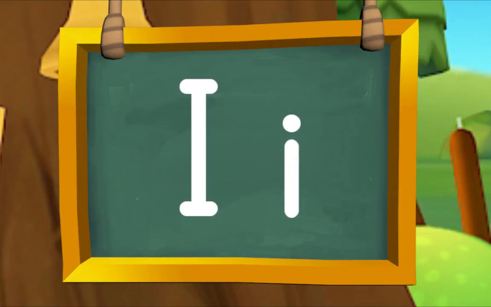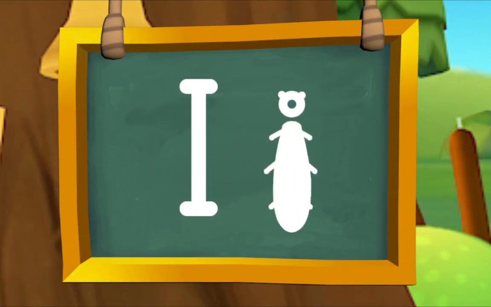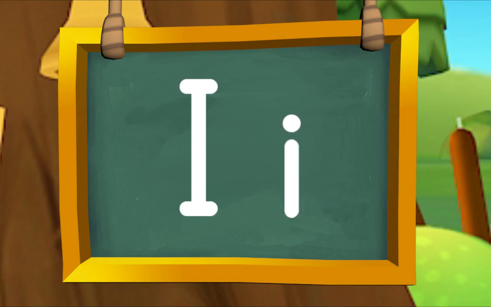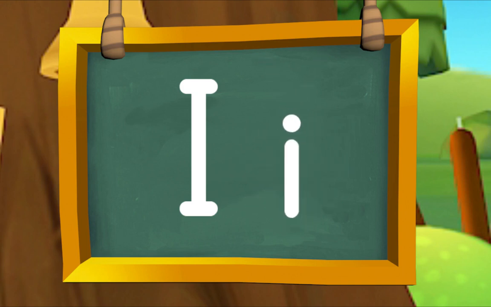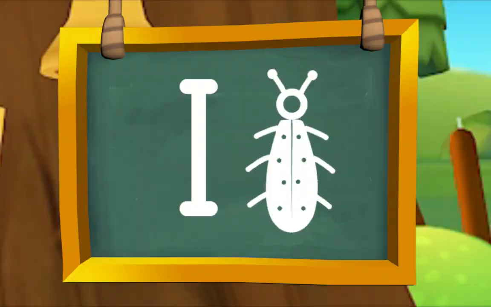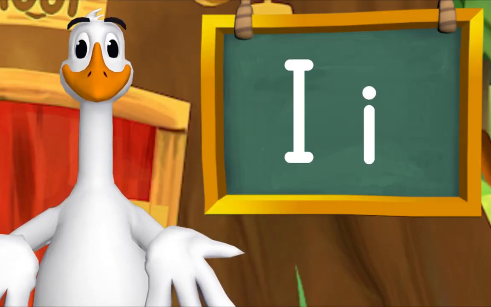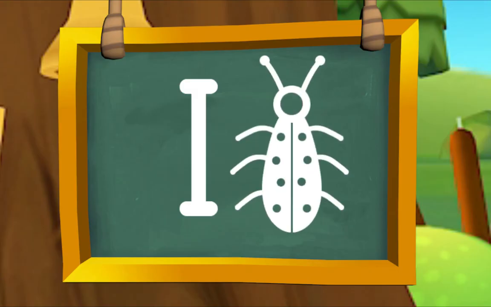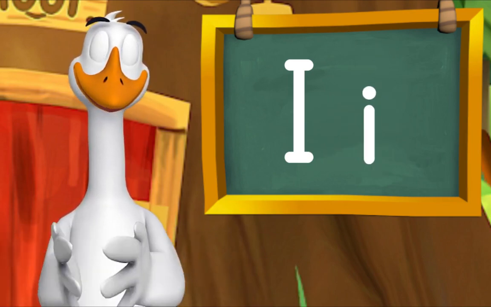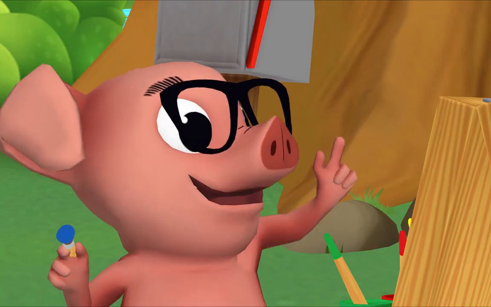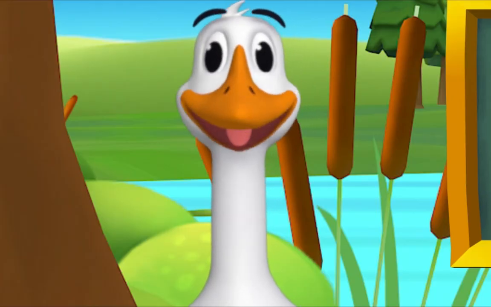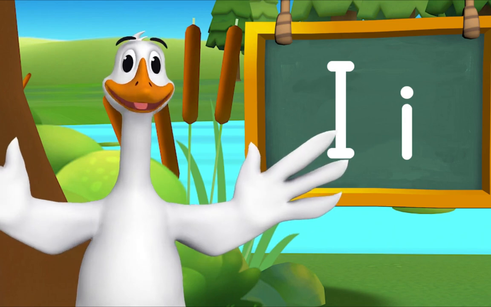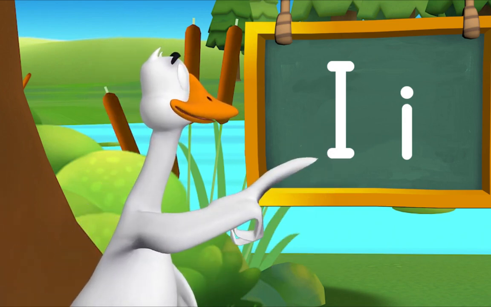I makes the sound I in insect. Pig, repeat after me. I, I, insect. I, I, insect. Now you try. I, I, insect. Well done. Ooh, that gave me an idea. I'm going to paint an insect. That's an excellent idea. Let's try to think of more things that begin with I.